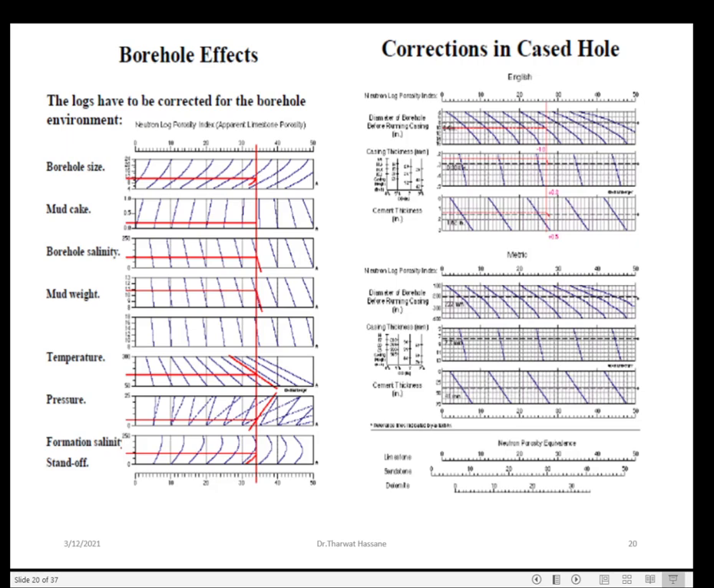Did he hit the mud weight, did he hit the temperature, did he hit the pressure? If not, you have to do the rest of the correction, otherwise it will be double corrections. The most important one, which I found here, is the temperature correction. Temperature correction is very important, especially in deep water and high pressure, high temperature wells, because it will have a huge effect on the neutron in this case.